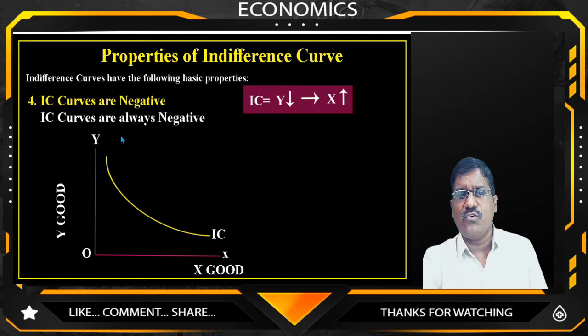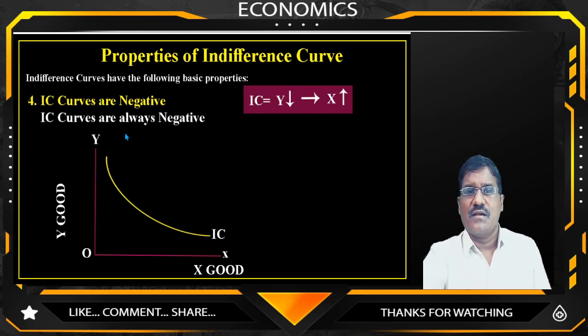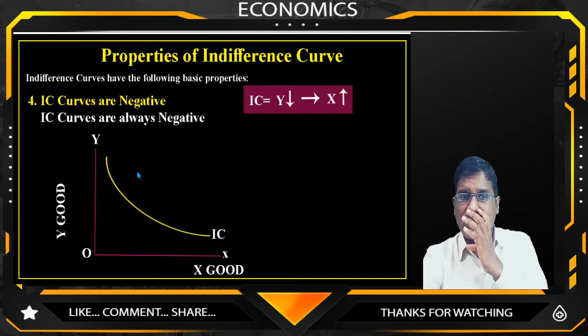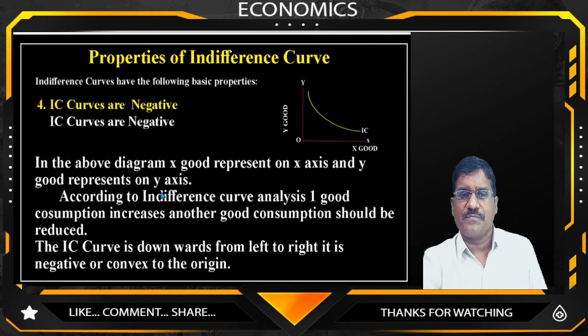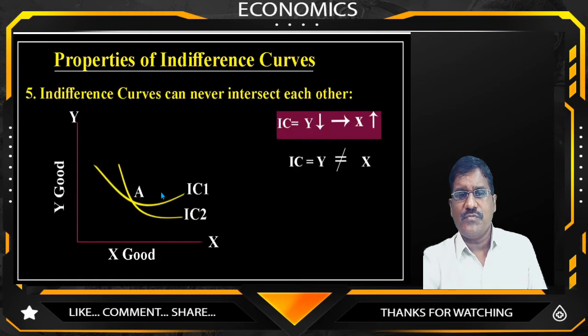So this is the fourth: IC curves are always negative. This is one of the properties of the indifference curve. Here also Y decreases and X increases. So when Y decreases and X increases, this is the feature of the indifference curve. This is the fourth one. Then go to the fifth one.